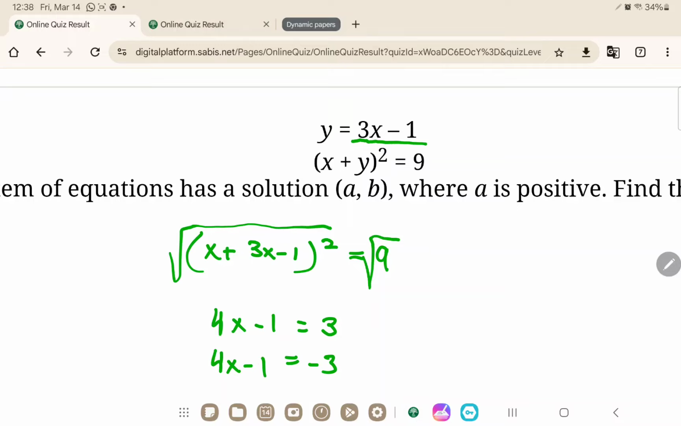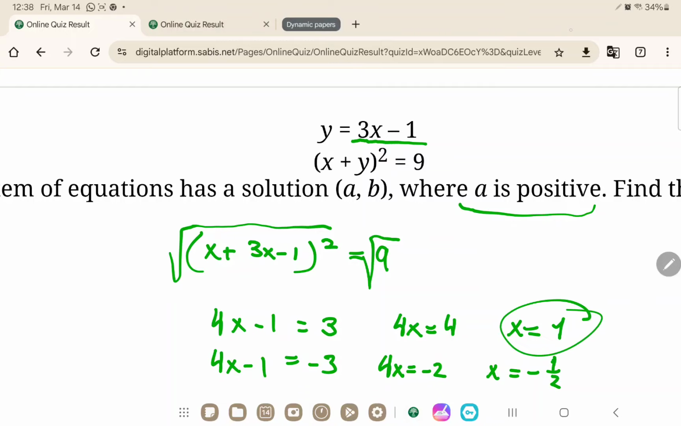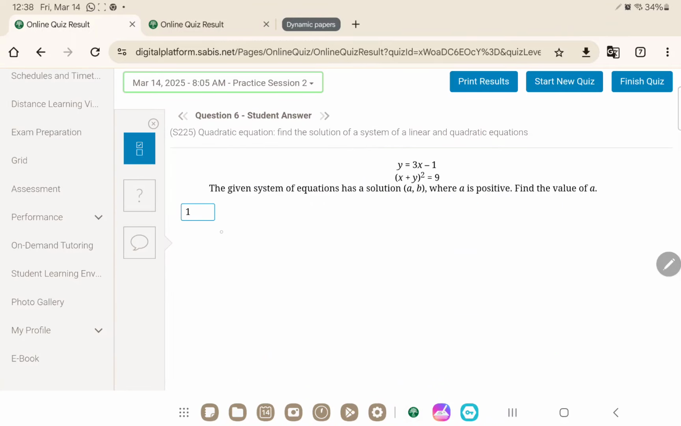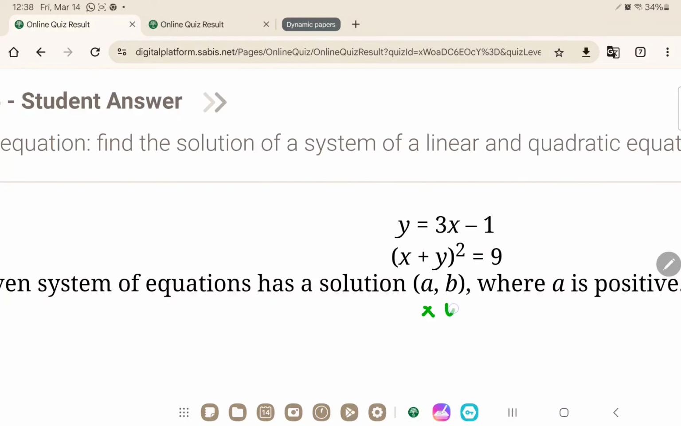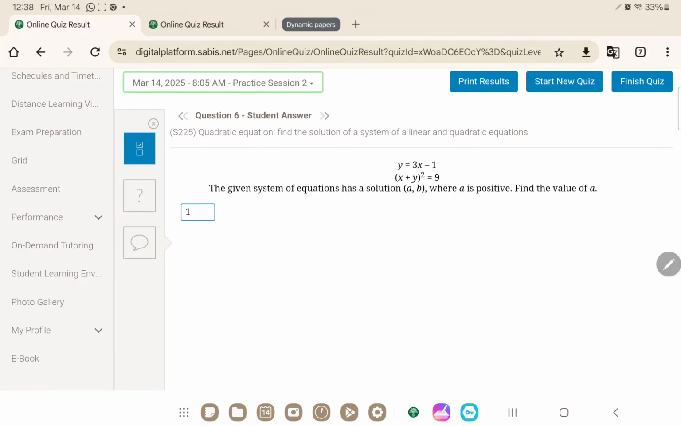So they want the positive solution. So 4x minus 1 equals 3, so 4x equals 4. So x equals 1. Here it would be 4x equals negative 2. X equals negative half. So they want the positive solution, so x equals 1. Find the value of x. X is 1. Or well, here they wanted a because the coordinates are x, y. So x is a. Moving on.